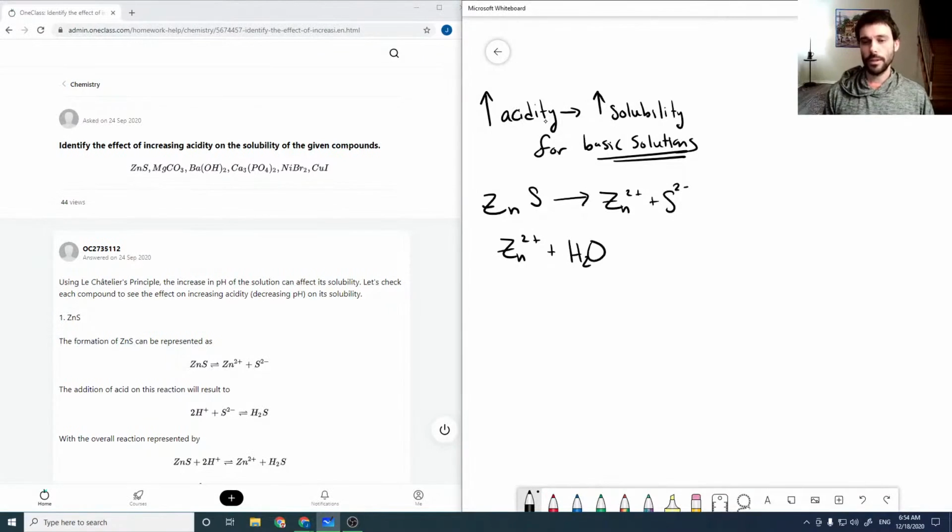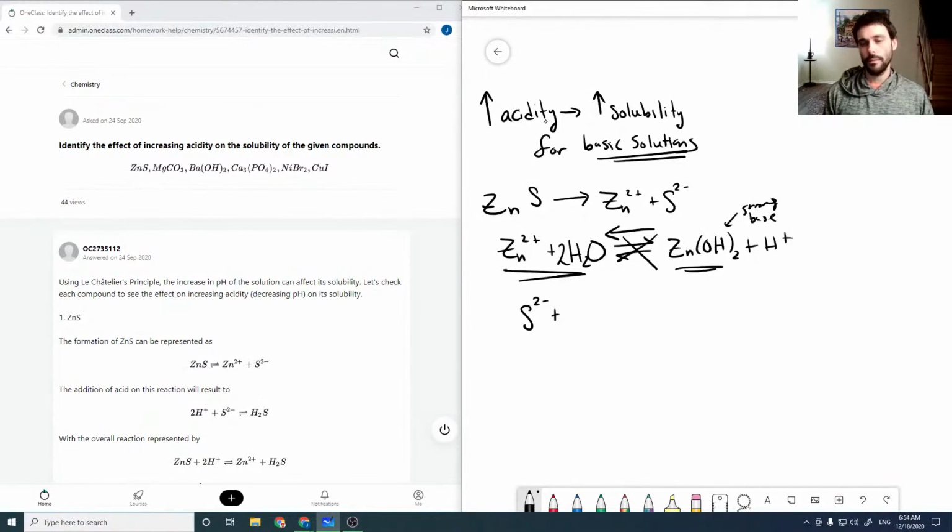The reason why I'm mentioning this is because if we combine this with water, we're going to get zinc hydroxide plus H plus, and so this would be zinc acting as an acid, so accepting OH minus. But that's a strong base, so this does not happen, and it only goes that way. So this reaction doesn't go.